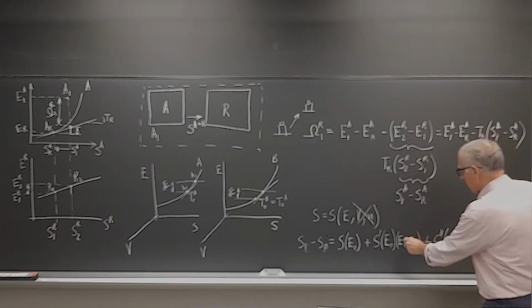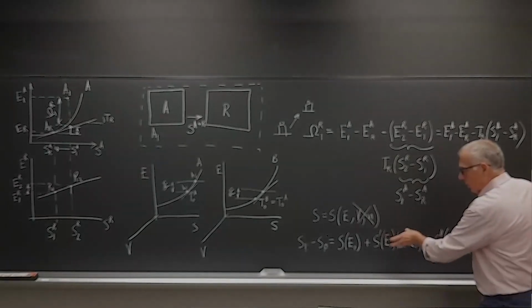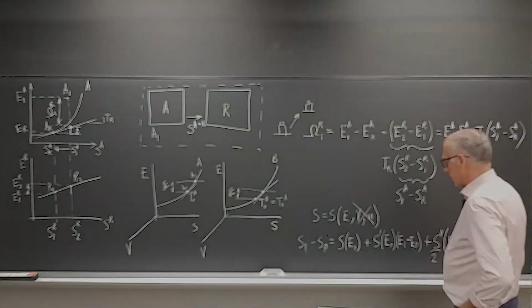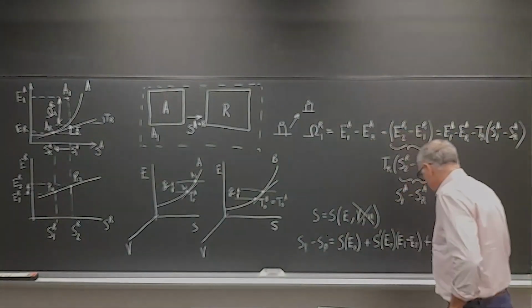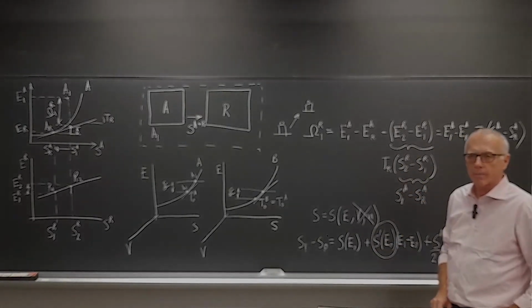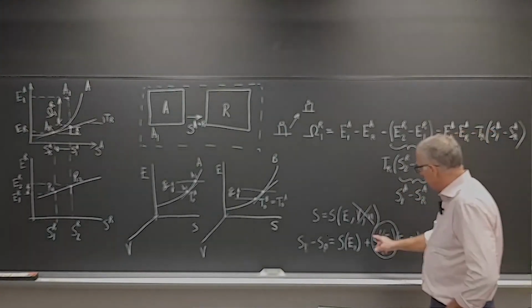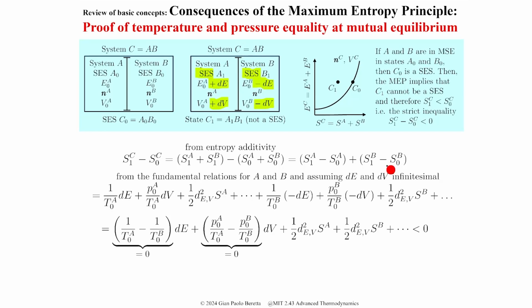Of course, in the limit as E1 minus E0 is small, the dominant terms are the first ones that you find in the expansion. So that's what we are doing here, with the notion that this S prime is what we call the inverse temperature. And when you do this also in terms of the second variable, which is the volume, that's what we call the pressure over temperature. So here is that expansion for system A.